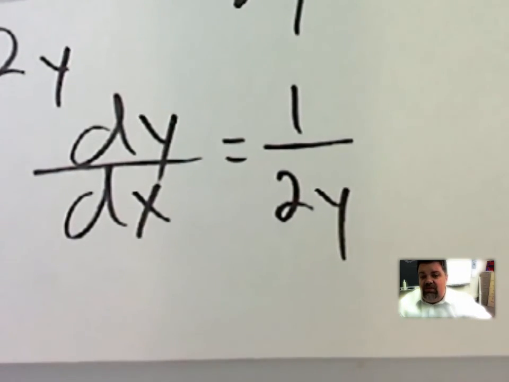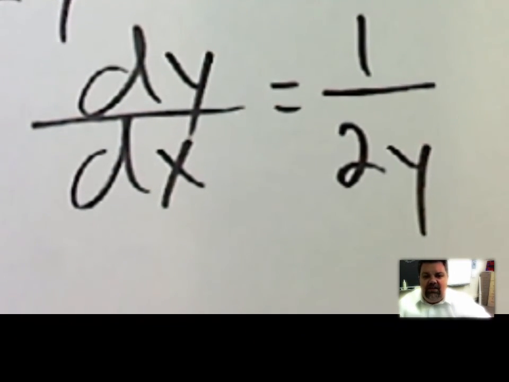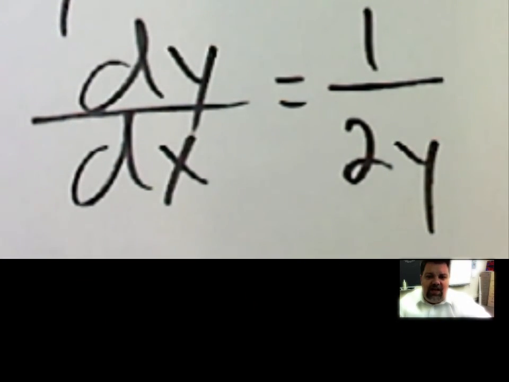Now we're used to plugging in a value for x, but in this particular case we're just going to plug in a value for y, and that'll give me a slope of the tangent line at that particular y value.